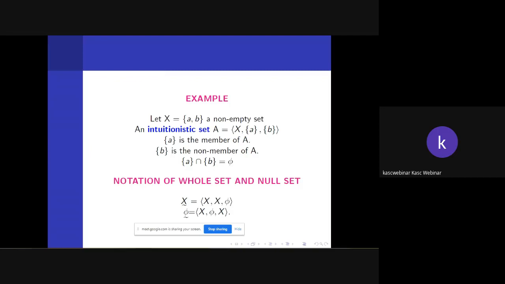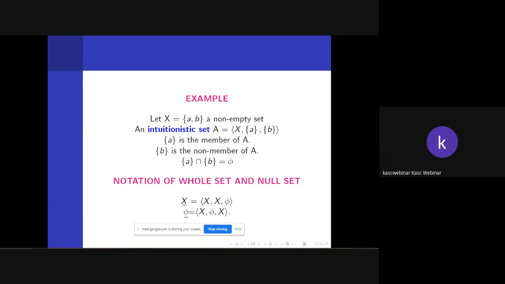So I'm showing an example. Let X equal A comma B. You have two elements here. An Intuitionistic set is X, singleton A and singleton B. So singleton A is the member of A and singleton B is the non-member of A. So its intersection is empty. So it should always be empty.